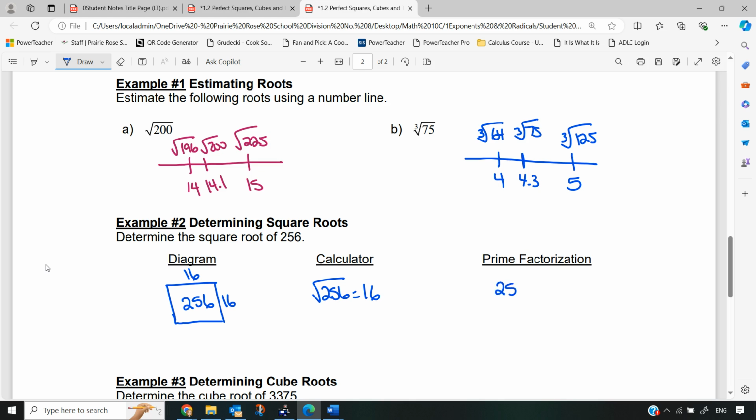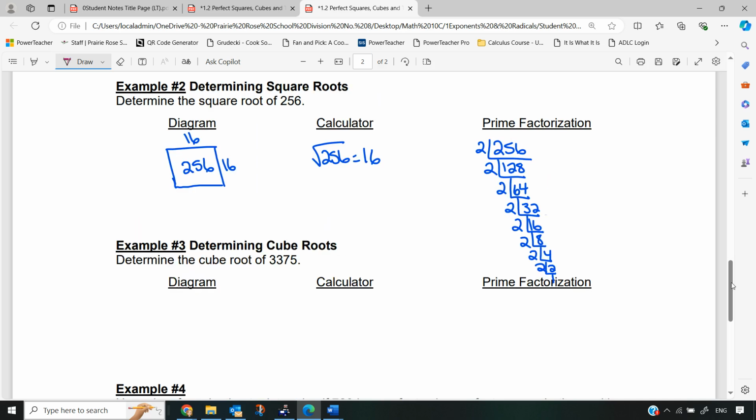So if I have 256, I'm going to break that down using birthday cake. Because we're looking for a square root, we're looking for pairs or two identical sides. So I'm going to break these into pairs. There's 2, 2, 2, and 2. And notice there's no leftovers because if this is a perfect square, there should be no leftovers.